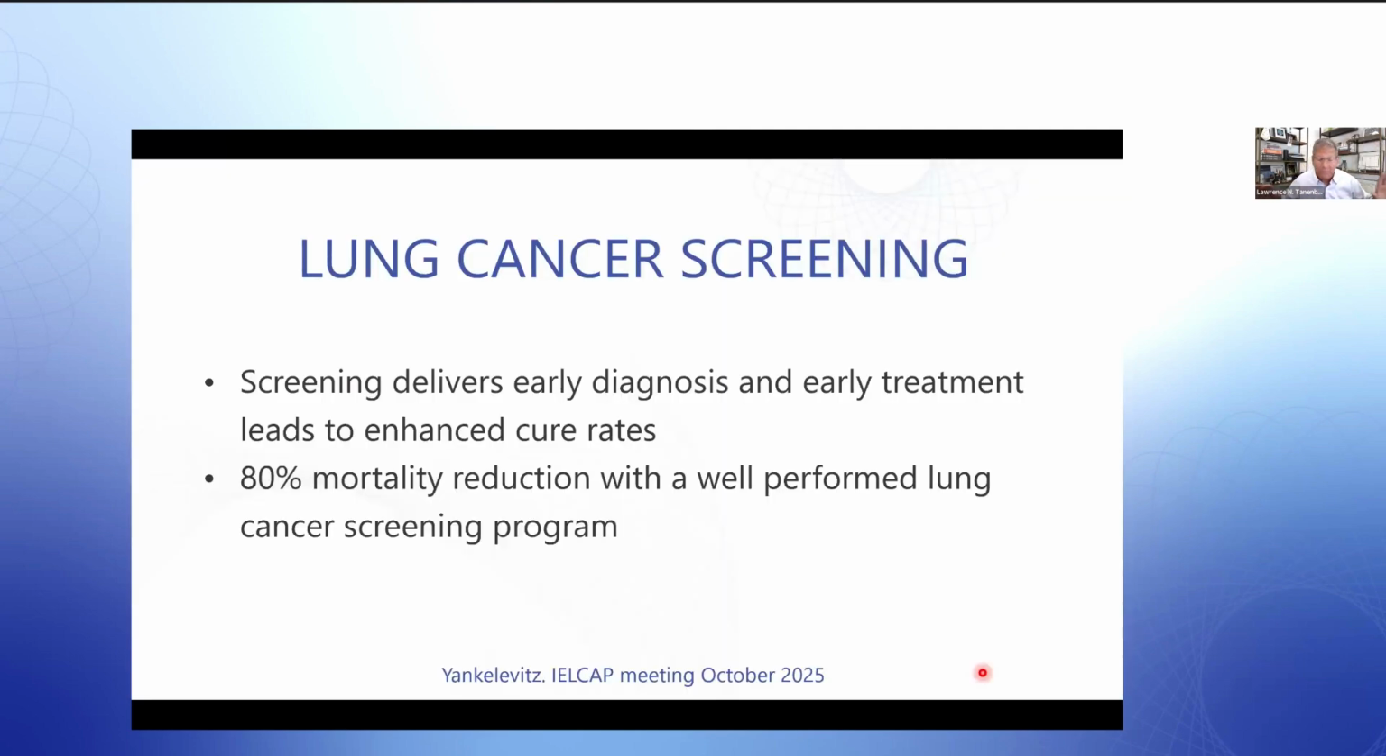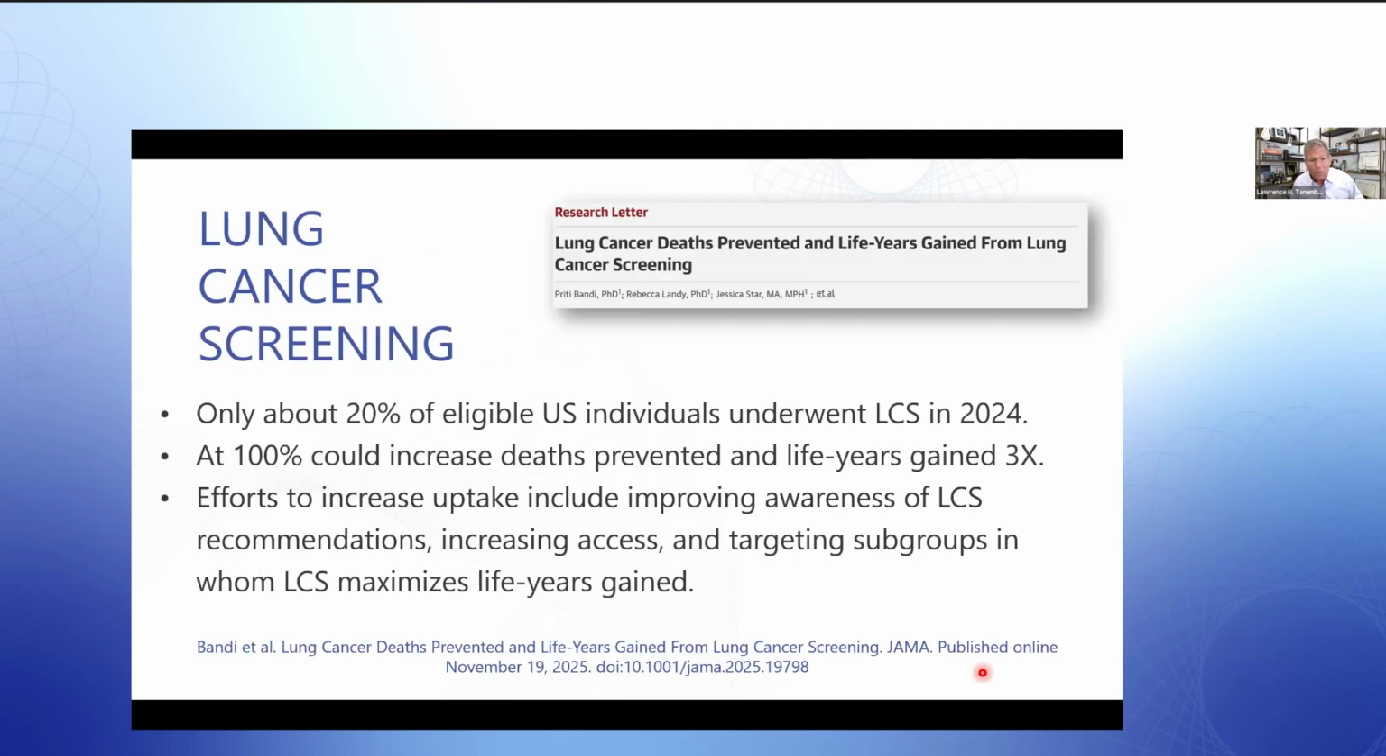So lung cancer screening is very powerful. It is as validated as any cancer screening that we have in medicine today. It delivers early diagnosis, early treatment, and definitive evidence of better outcomes. As a matter of fact, a well-performed lung cancer screening program is widely considered to have roughly an 80% mortality reduction. This is a huge opportunity, right? But it turns out that only about 20% of eligible individuals in the United States actually underwent lung cancer screening.